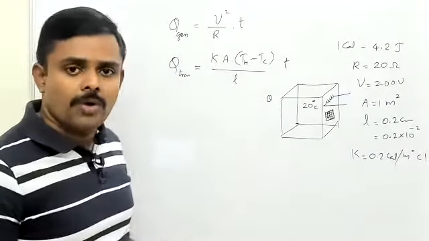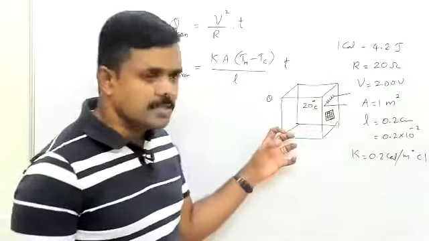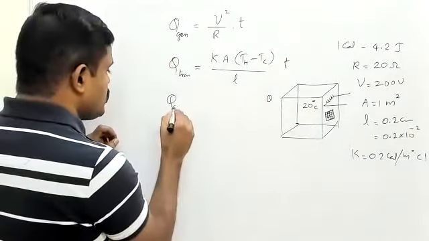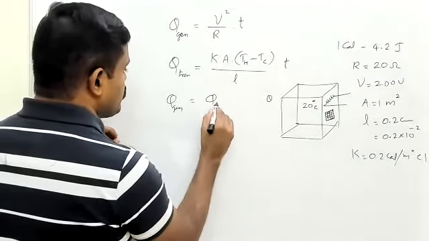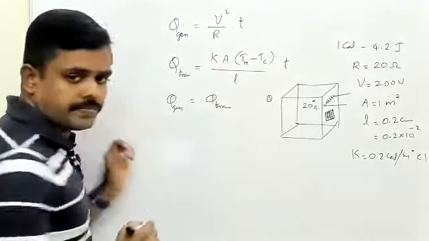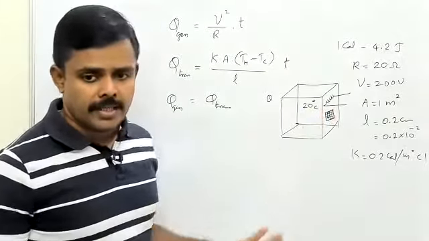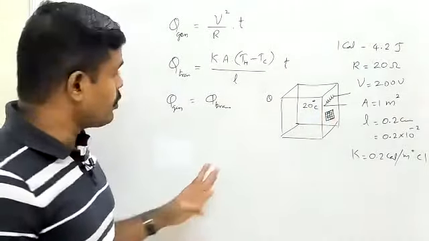And at steady state, what happens? Whatever heat is generated is transported through the window. So I can say at steady state, Q generated is equal to Q transferred, because heat is transported through the window only. Remember that point. Let me put it one more time.